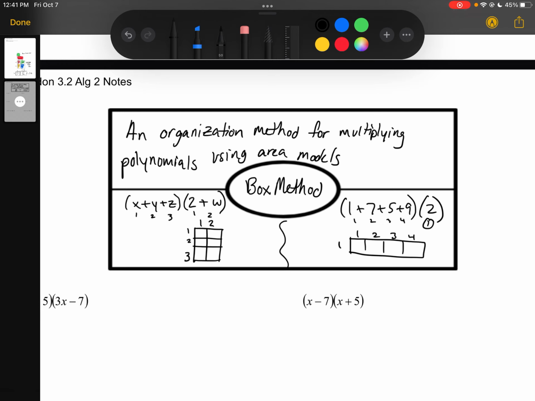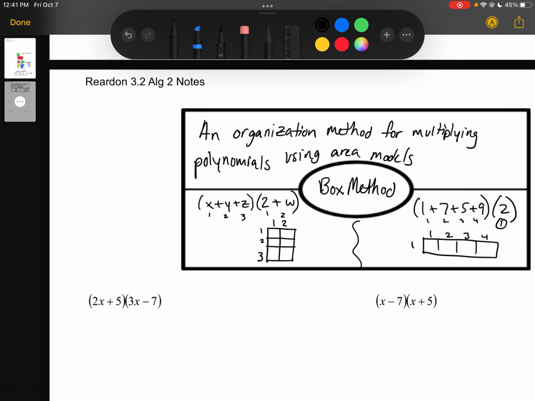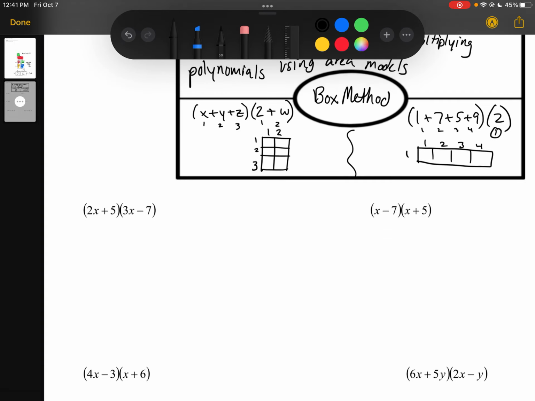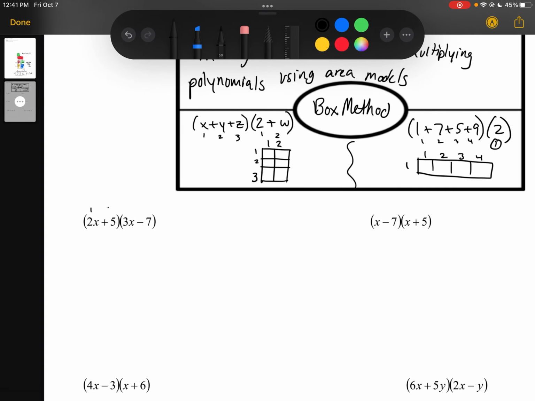So we're not actually using the numbers 1, 2, 3, and 4. What we're saying is that's what tells us what size box we're making. So basically what we're going to do is just count the terms that we have, and then we're going to create a box based off of the number of terms that we're given. So we'll practice here a couple of different types of examples. So 1, 2 terms in our first one, and then 1, 2 terms in our second one.